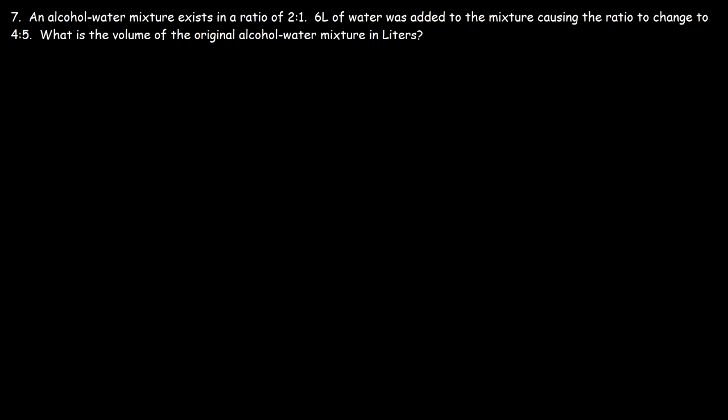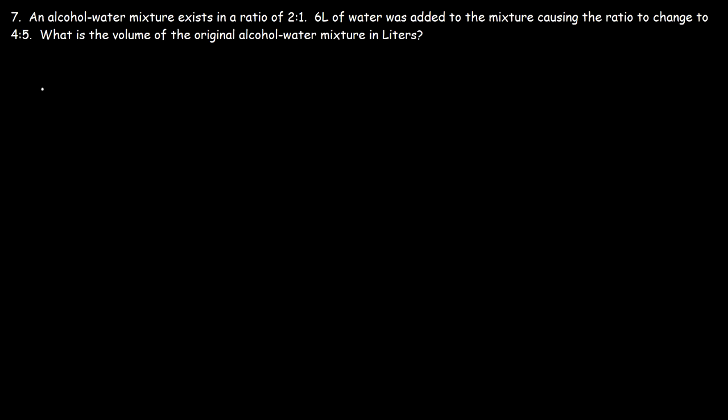Number 7. An alcohol-water mixture exists in a ratio of 2 to 1. 6 liters of water was added to the mixture, causing the ratio to change to 4 to 5. What is the volume of the original alcohol-water mixture in liters? So feel free to try this problem.